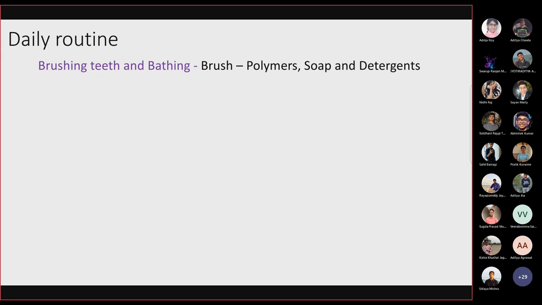So the brush is made of polymers, right? Brush is made of polymers, whatever we are seeing, hard polymers and soft polymers. And soaps and detergents are also made from fats and other chemicals. Next, clothing, right? Clothes and textiles, processing the textiles like cotton clothes, polyester clothes, various clothes, that also comes from the chemical process industries.